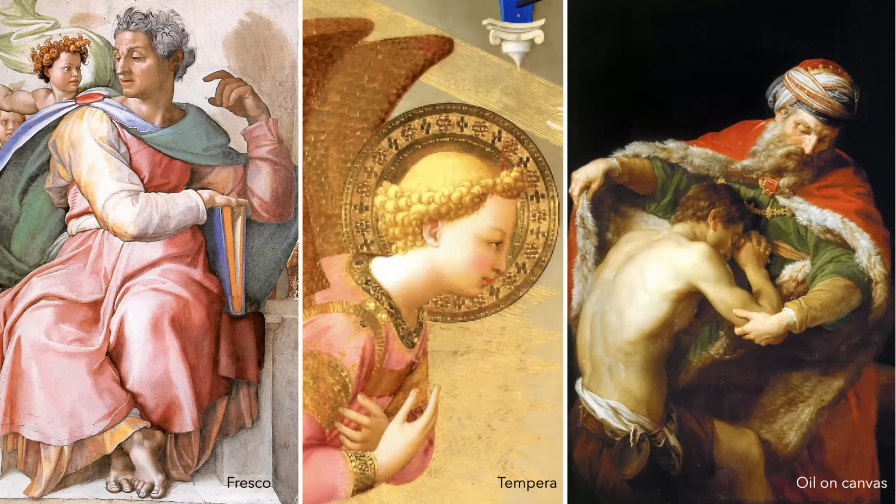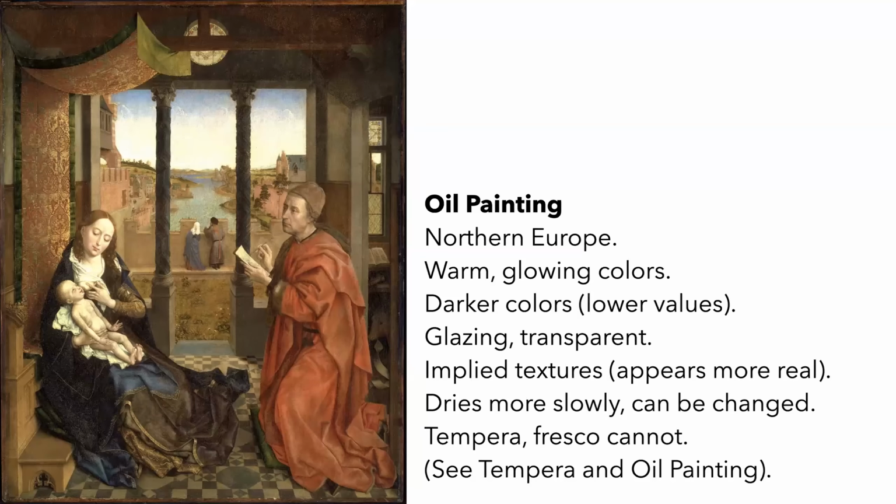You get much darker colors. Fresco and tempera, they don't really like to be dark. It just doesn't work that well. On the oil painting, you can see how the background is extremely dark, and the young man on the left there, the clothing is a dark brown that he has on. So I can get warm glowing colors, I can get darker colors.